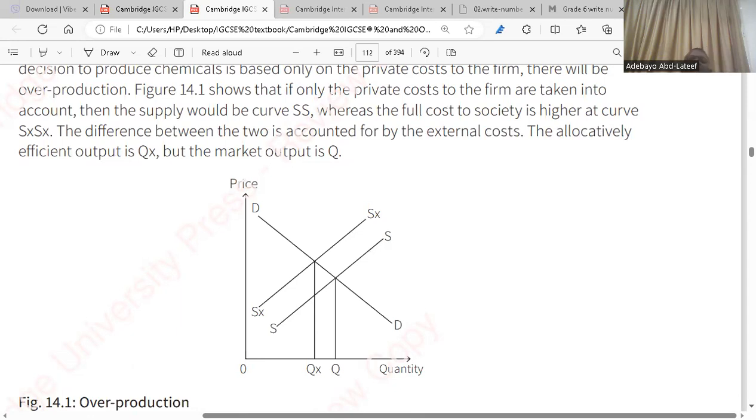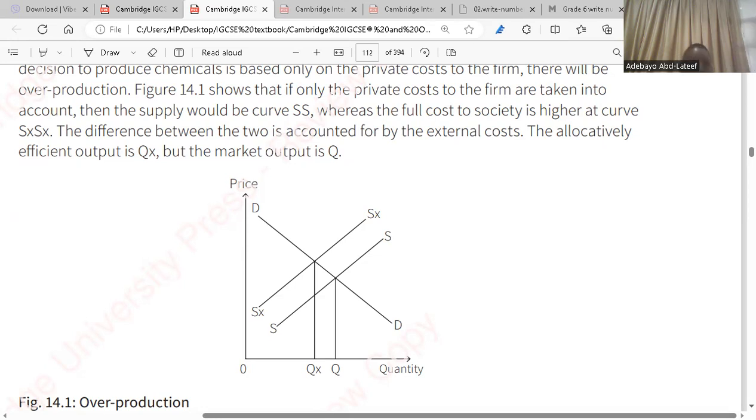Now put it this way. There's allocative efficiency at QX. For firms, if they are the only ones that bear the cost, they will produce at SS. Do you understand? They said then the supply would be curve SS. That's if only the private costs of the firm are taken into account, then the supply will be at curve SS. That means a rightward shift. Yes. That's SS, if the cost of production is going to be private cost.